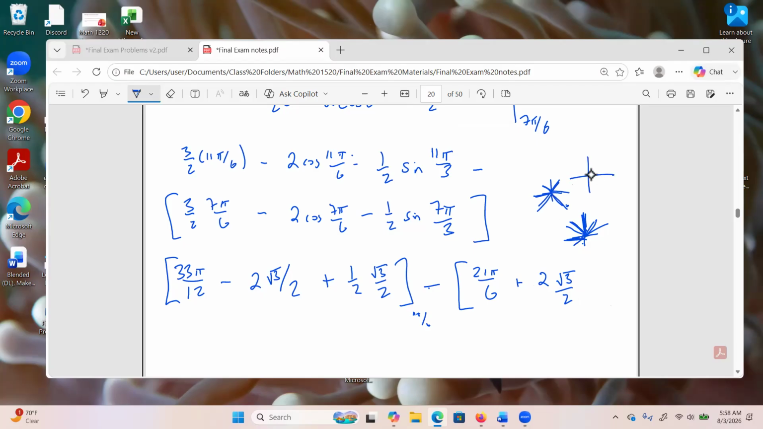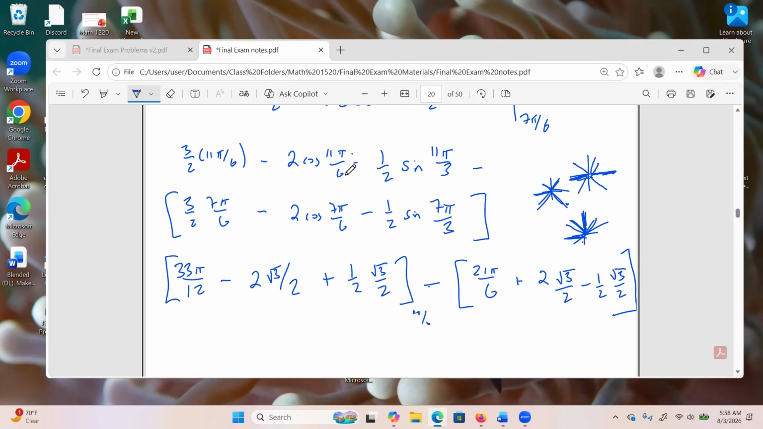Let's see where that is. We have 1 pi over 3, 2 pi over 3, 3 pi over 3, which is pi, 4 pi over 3, 5 pi over 3, 6 pi over 3, which is 2 pi, 7 pi over 3, first quadrant. So we have minus 1/2 pi over 3. That's also going to be the square root of 3 over 2. And again, we're just going to work through this arithmetic.